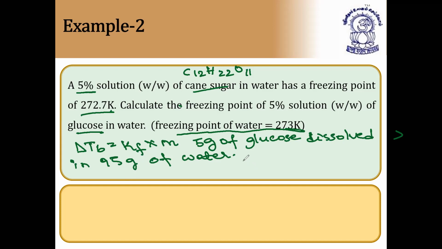So they have forgotten to mention the Kf value. So by using this formula, you can find out ΔTf, and the freezing point afterwards is nothing but 273 minus ΔTf. Freezing point of the solution is equal to 273 minus ΔTf. So no need to take cane sugar into consideration, directly you can take this. So I hope this is clear now. So you'll get the answer. I'm showing the answer now.